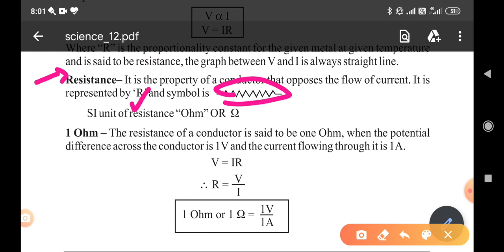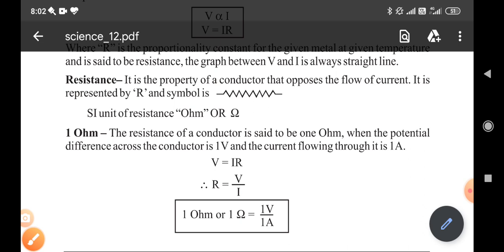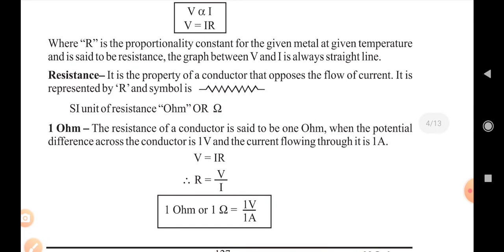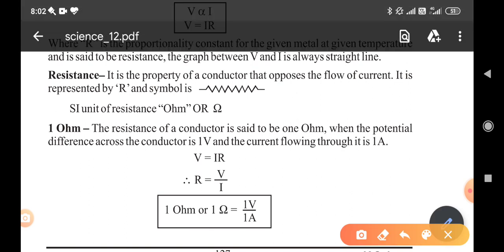The SI unit of resistance is ohm, represented by a unique symbol, this. Now, as we know, V equals IR, so we can find the value of resistance, R equals V upon I. We can find the resistance value by dividing the value of voltage by current.